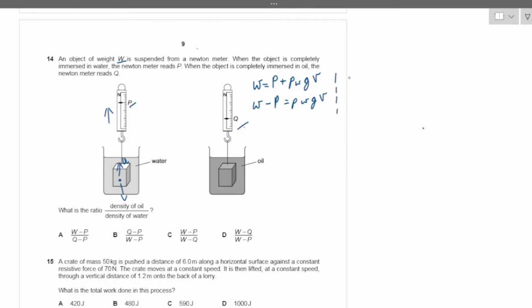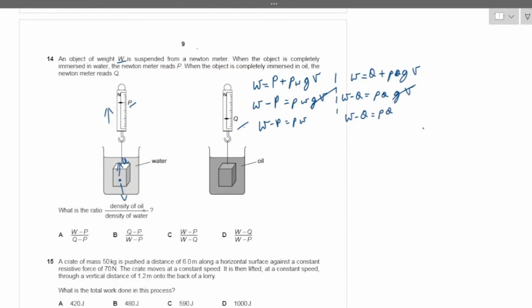Then we can do the same thing with Q. So again, W would be the same. W equals Q plus the density of oil, which we do not know, rho O, into g into V. That would be W minus Q equals the density of oil rho O into g into V. And basically now they're asking us the ratio. In this case, we can just cancel g and V from both of the equations because that will remain the same. The volume of the object remains the same. What we are left with is W minus Q equals rho O, and W minus P equals rho W.